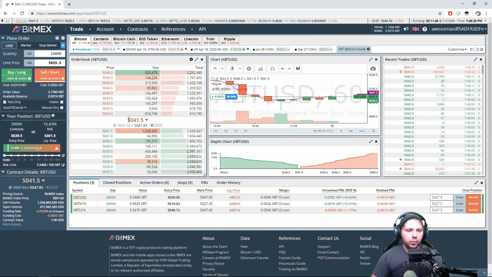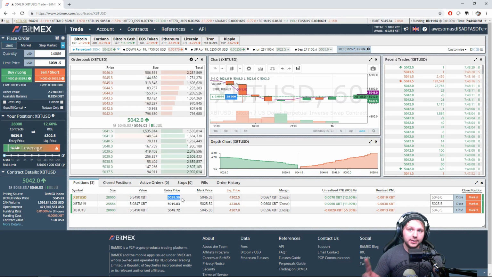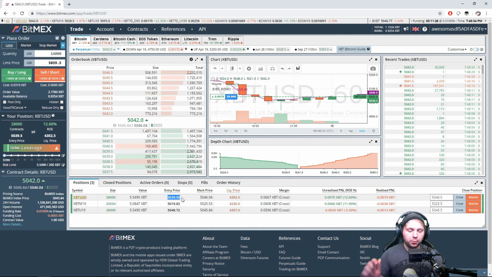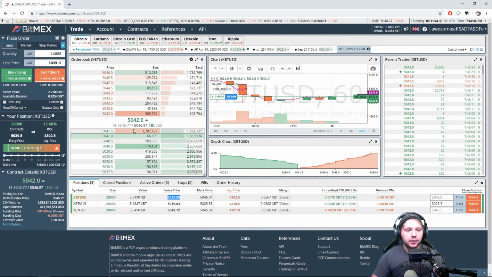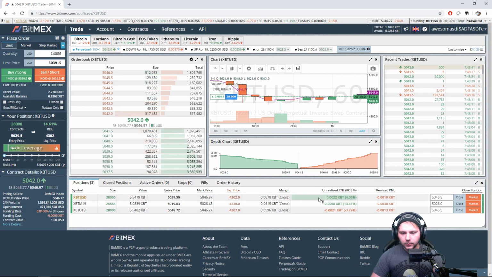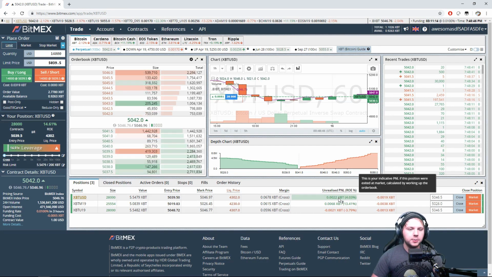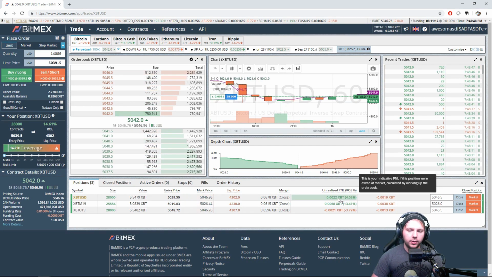So if the price is 5041.5, my established position is 5,039.50. So I said that at 5,039.50, the price would increase, and it is currently 5,041.5, which makes for this much profit in BTC. Now, if you aren't already aware, XBT is BTC. It's just a derivative moniker.